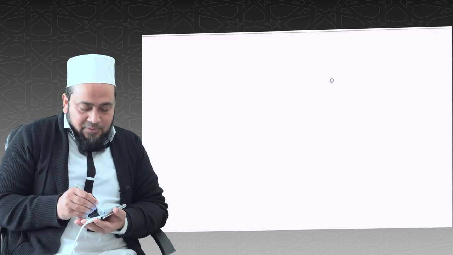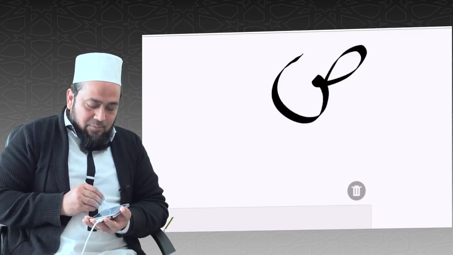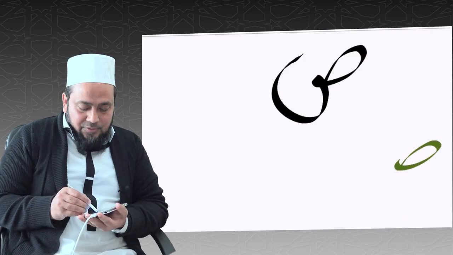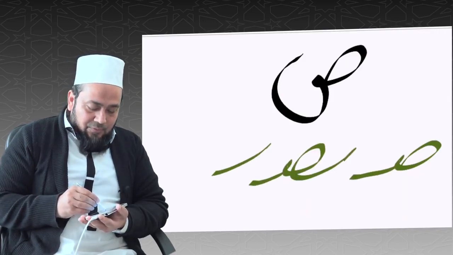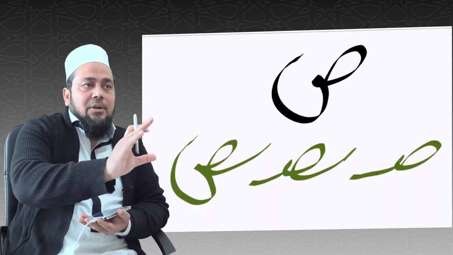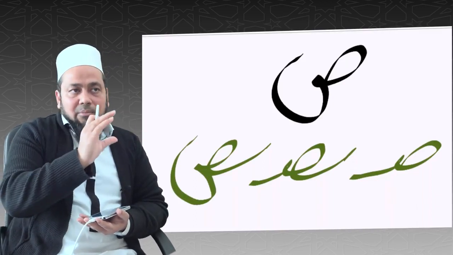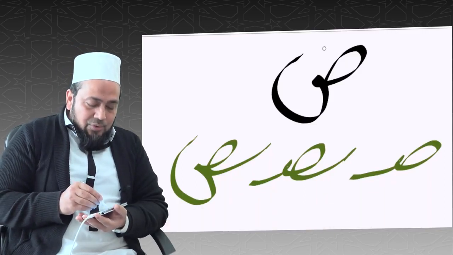Next letter is Sad. The standalone shape of the letter Sad is this one. When it goes to the beginning of the word, the shape is this one, middle of the word shape is this one, and end of the word shape is this one. This is the letter Sad. Now I will make it Dad by adding only one dot on the top.